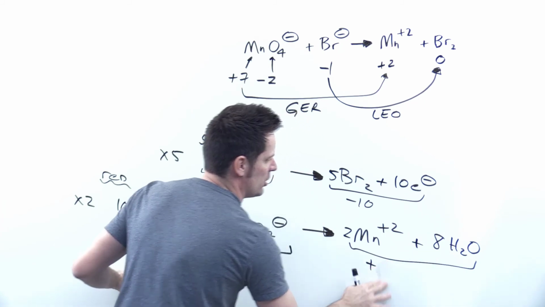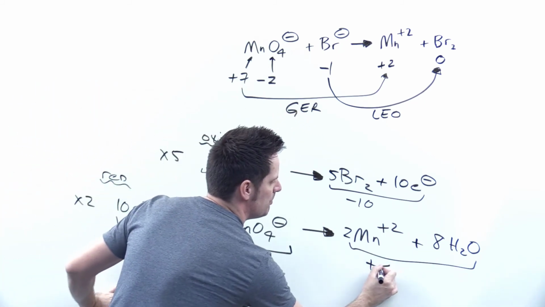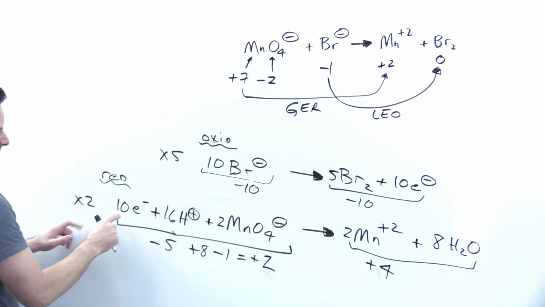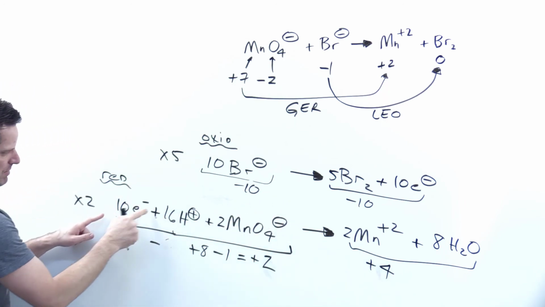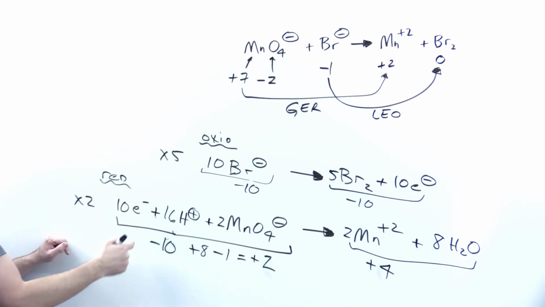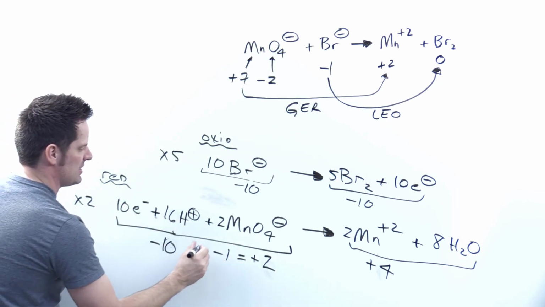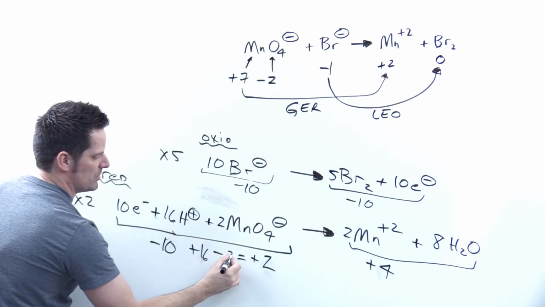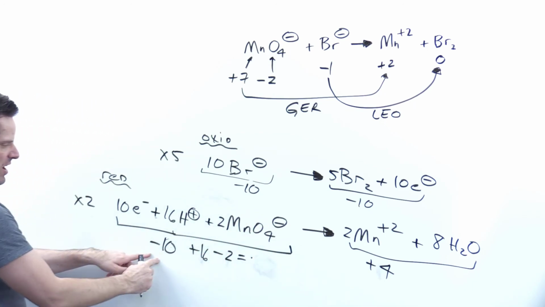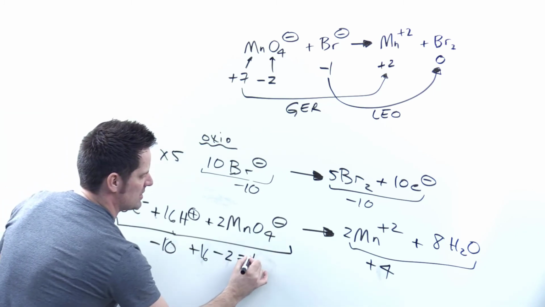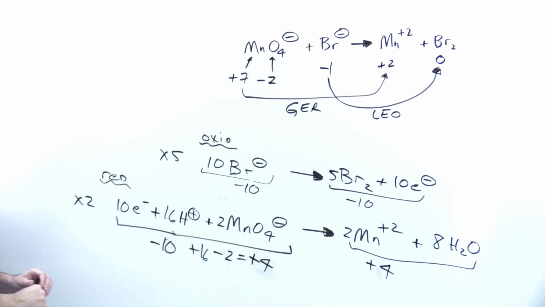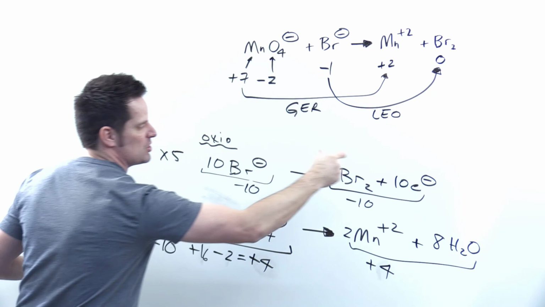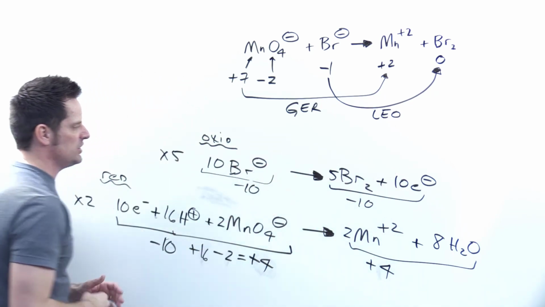Everything should balance, and you'll notice that the charge ends up balancing out to be +4 on the right, as well as on the left. See, I've got 10 electrons, each with a -1, plus 16, and -2. So you have 2 permanganates, each with a -1. 2 times -1 is -2. If you add all that together, you end up getting +4 right here, which does indeed match charge-wise. You'll notice again that what we've done is we've achieved having the same number of electrons fed into the reduction equation as we had electrons spit out as a product of the oxidation equation.